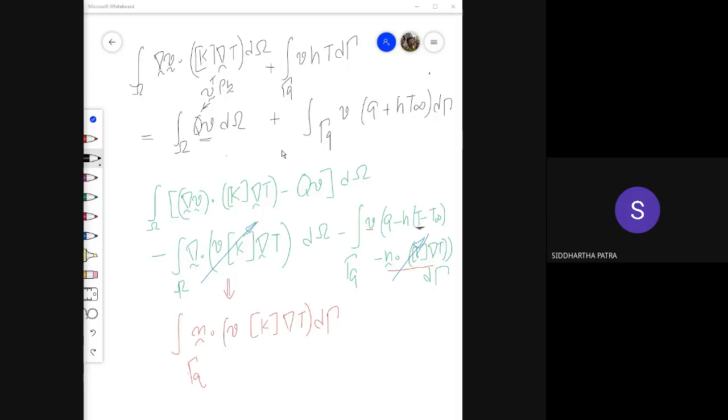Okay, so that's the final variational form for the thermal conduction. And this is what we are going to do.